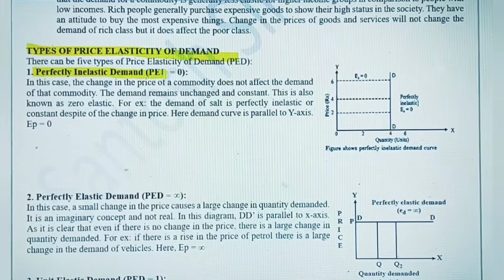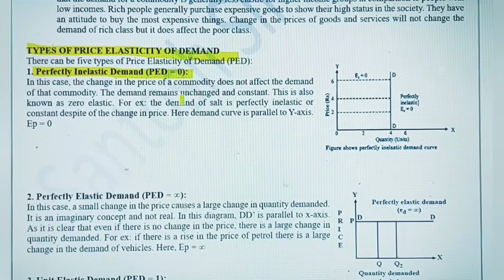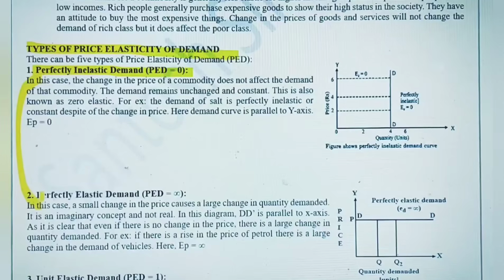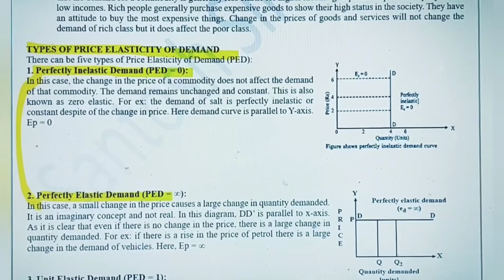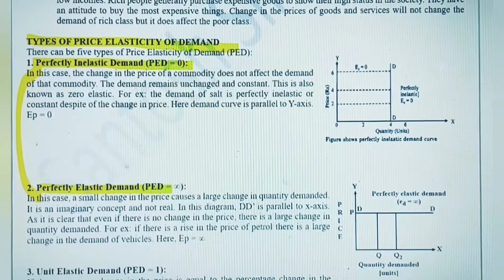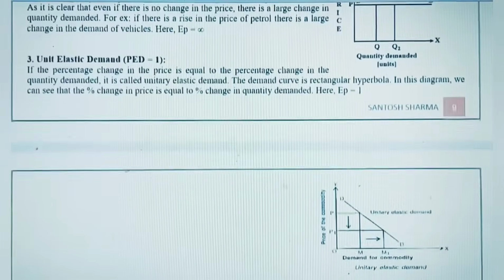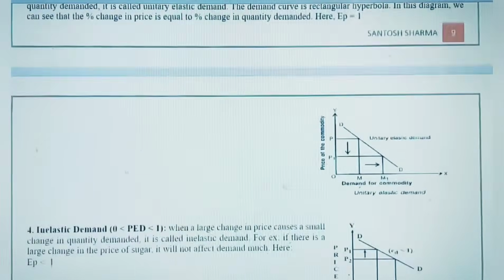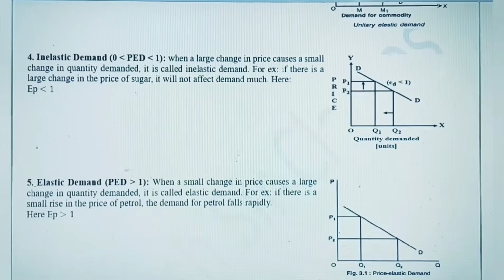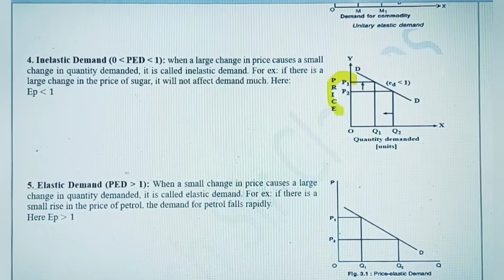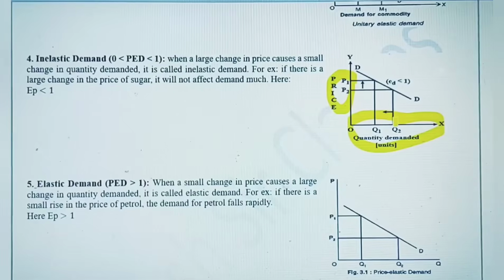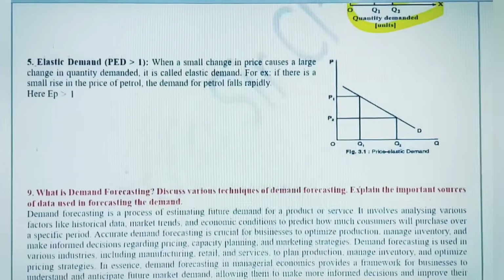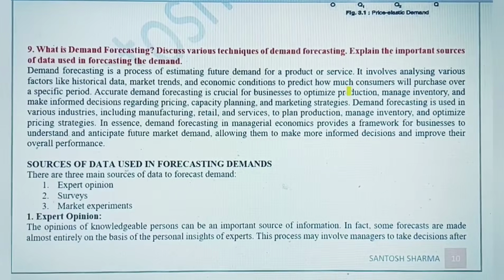One is perfectly inelastic, where PED is equal to 0, and just the reverse of this is perfectly elastic, where demand changes with a slight change in the price. Unit elastic, where the degree of change in demand is equal to the degree of change in the price. Then comes inelastic, where there is a small change in the price but there is a large change in the quantity demanded. So like that, draw the figures, try to explain the figures, give examples. That's the best way to score good marks.